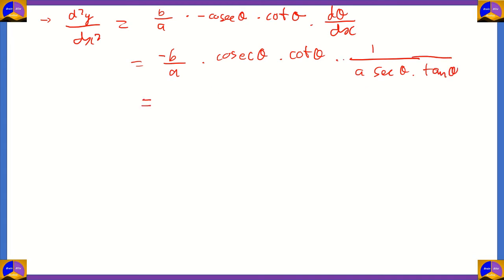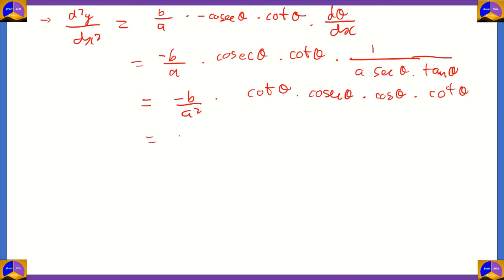So now what are we going to do? Let's take a to this side. It's basically the same denominator, so we will multiply a together. So you get minus b by a squared. Then you already have a cot theta and you already have a cosecant theta. Then you have a cos theta, and then 1 by tan will be cot theta again.